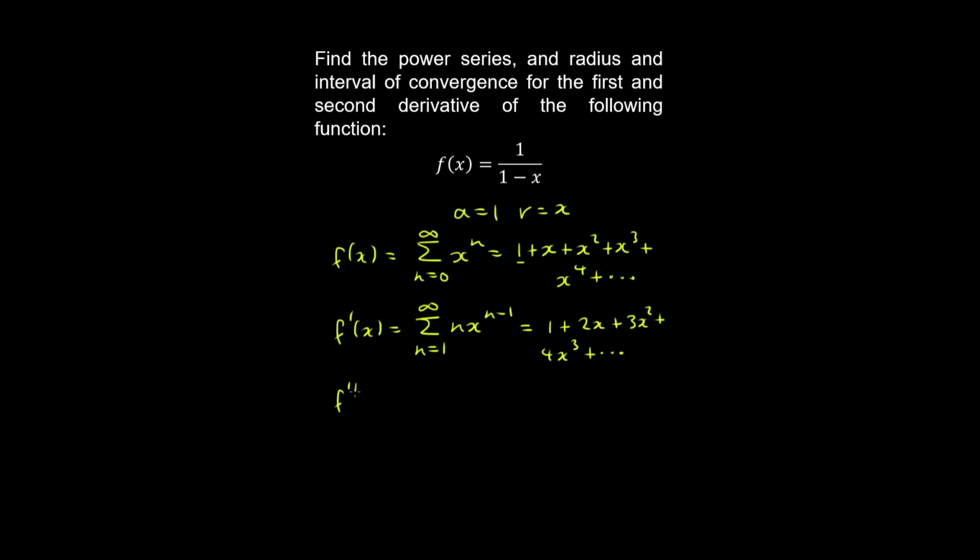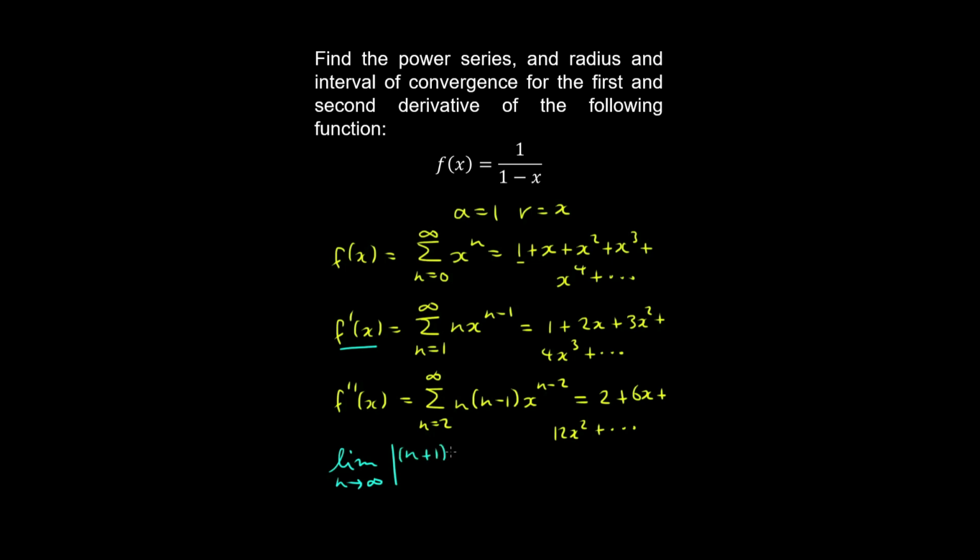And differentiating again, we obtain a series for the second derivative. So we just use the power rule, differentiating term by term. And now we can test this derivative for absolute convergence using the ratio test, which gives the following result. And the limit evaluates to 1, so the derivative converges when the absolute value of x is less than 1.